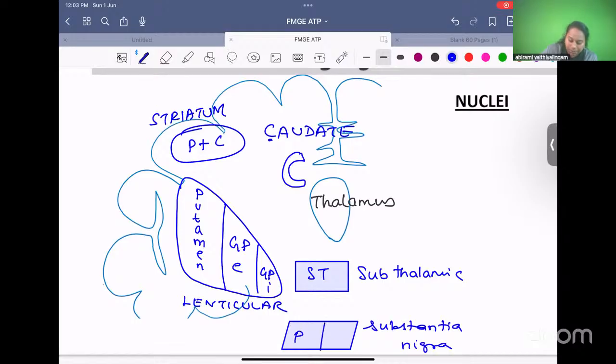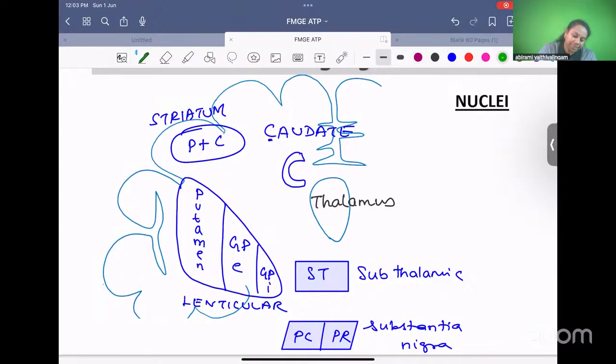Substantia nigra is made up of pars compacta and pars reticularis. So these are all the different nuclei, the parts of the basal ganglia, we have done. Next we'll see what are all the connections of the basal ganglia. There are important inputs and outputs.